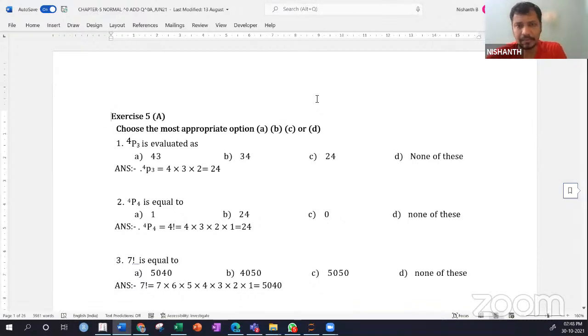Sometimes they might not tell you anything. So at that time, you have to decide whether it is a case of arrangement or selection. So how do we decide? The outputs should not change.